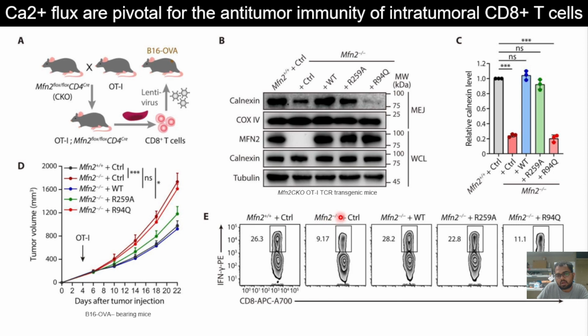Now when this knockout was expressed with the control, control is MFN2 double negative, so the mice have CD8 cells which are double negative for MFN2 injected in these cells. So there's a decrease in IFN gamma. But when the wild type MFN2 was expressed, there was a restoration of this IFN gamma. And then when this functional variant of MFN2 was expressed, then this also sustains.